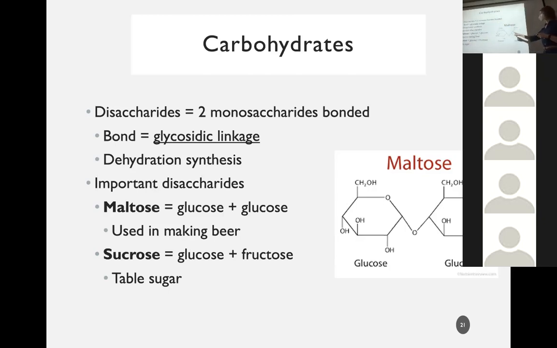Here's an image of maltose. This is kind of what two rings look like when they're bonded together. Just for your information, you don't have to be able to identify that. Just know the names of these two disaccharides, what they're used for, and then the two individual units that make them up. So glucose and glucose is maltose, glucose and fructose is sucrose. A lot of oses.